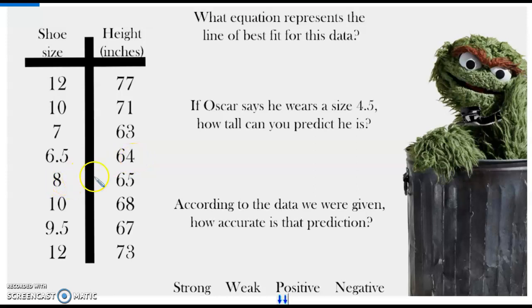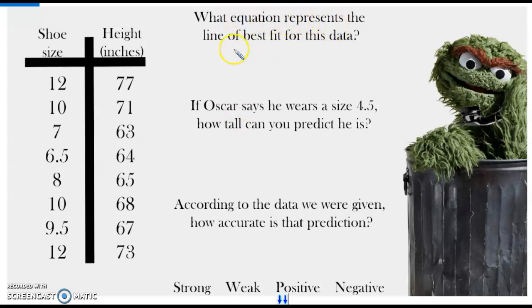And then we had an 8, 65 inches tall, a 10, 68 inches tall, a 9.5 shoe size, 67 inches tall, and a 12 size shoe again, but this time they were 73 inches tall. So once we got all this data, we put it into a table, as we have here. So now that we have that data, let's answer a couple questions.